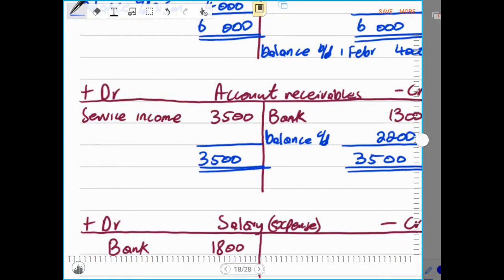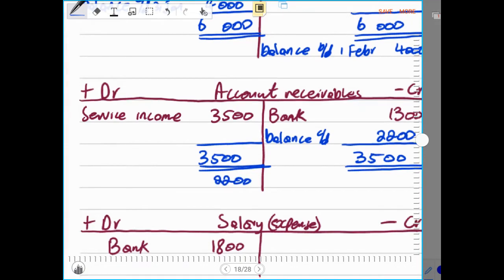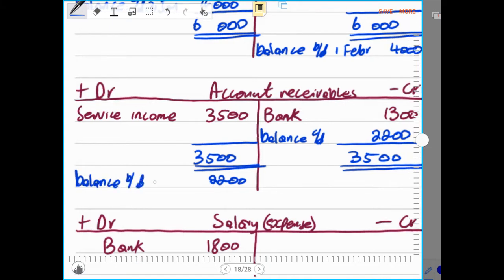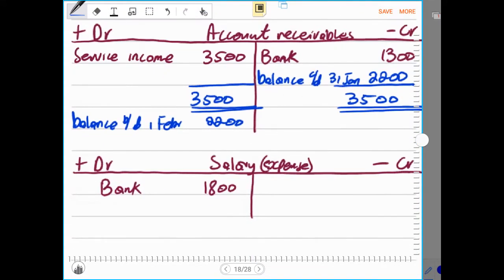That is why we have a balance brought down of 2,200, because at the beginning of next month we want to see the same balance of the customers that owe us. Therefore this will be the balance brought down, the balance BD, and it's on the 1st of February, beginning of next month. This is on the 31st of January. Therefore now we have balanced this.